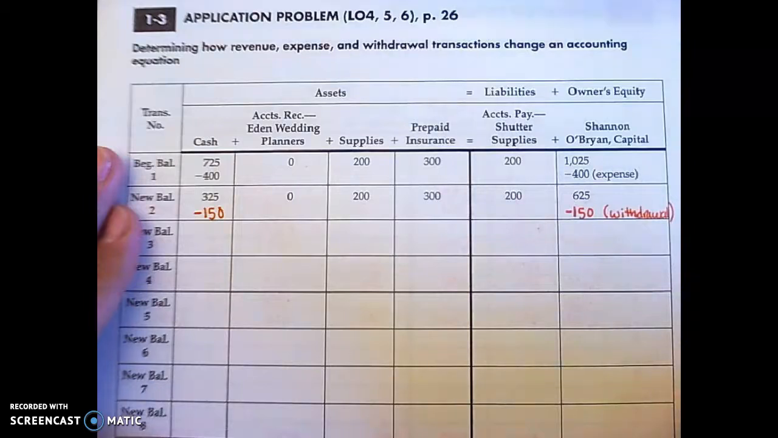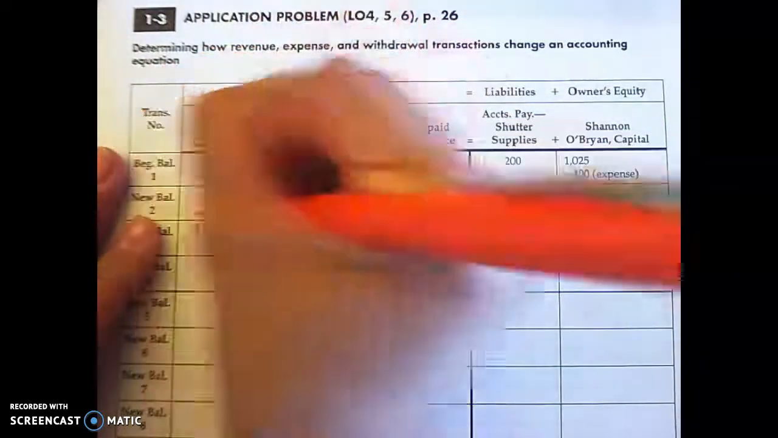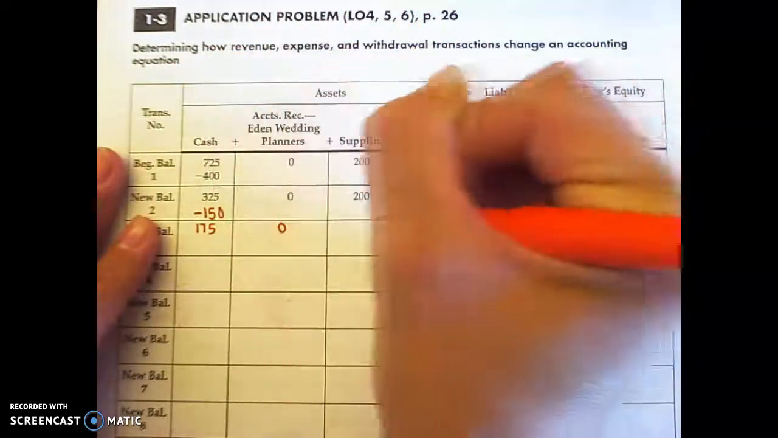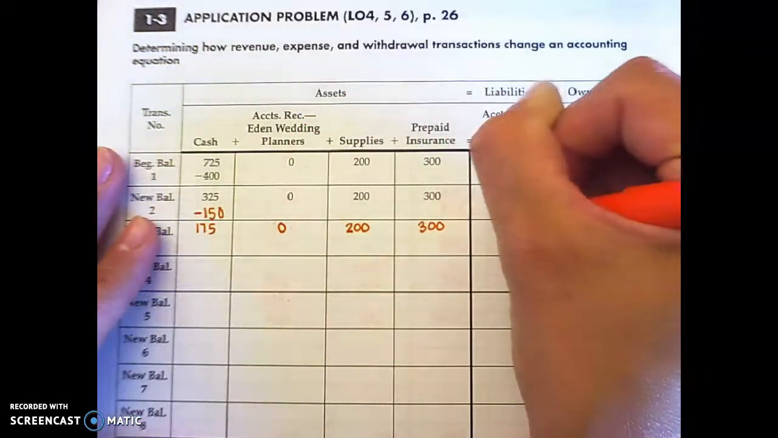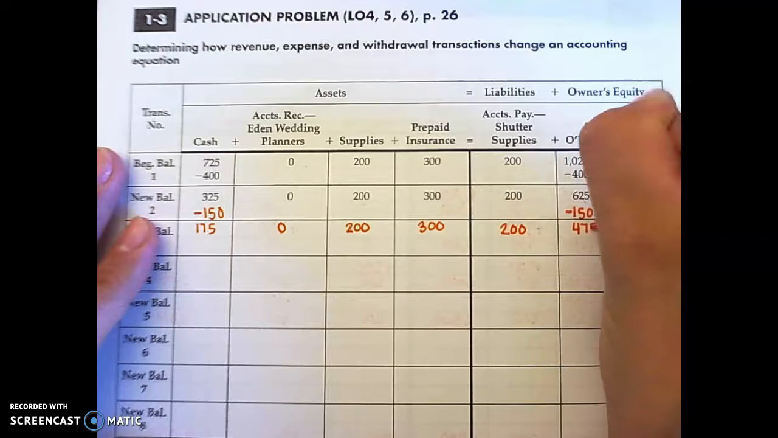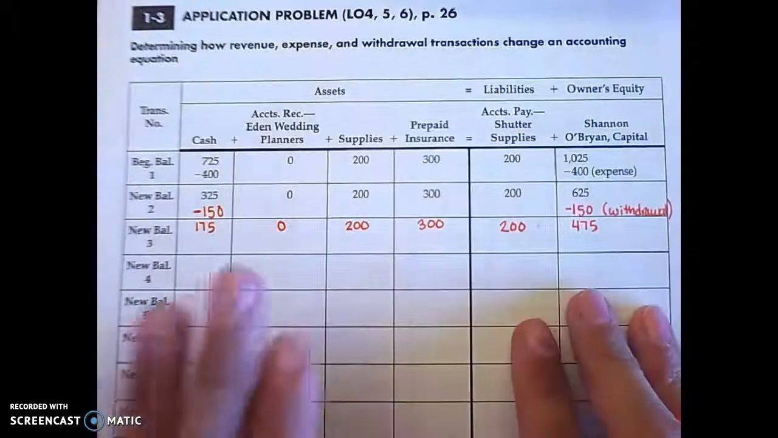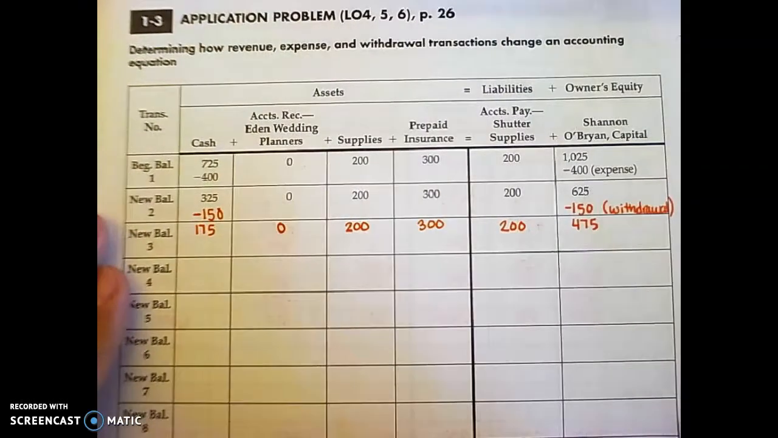Our next thing we need to do would be to calculate our new balance. We're running pretty low on cash. Cash is now going to be $175. The accounts receivable is still at 0. Supplies is at 200. Prepaid insurance is at 300. Accounts payable at 200. And then our owner's equity account is going to be at 475. And if you were to add your left and right side of the accounting equation, they would equal out to 675.